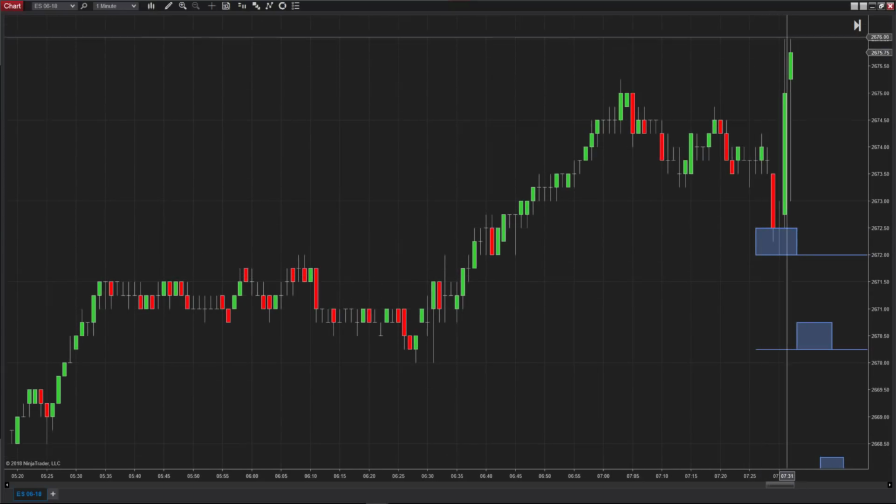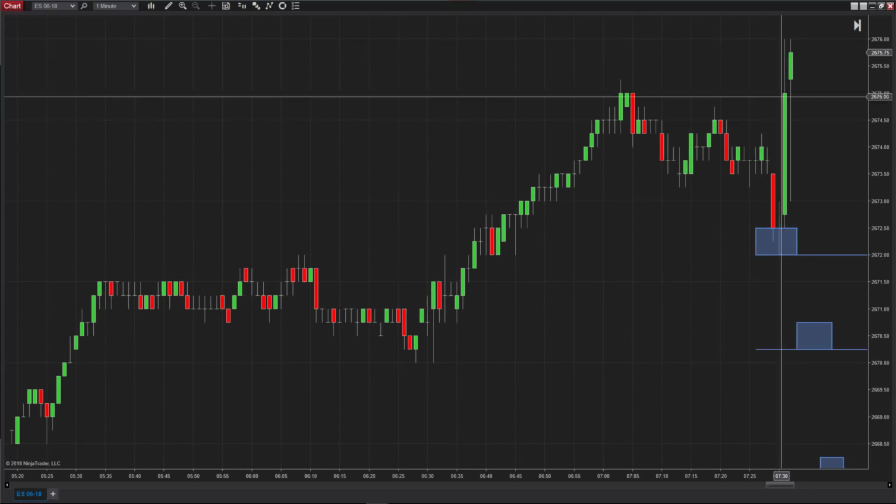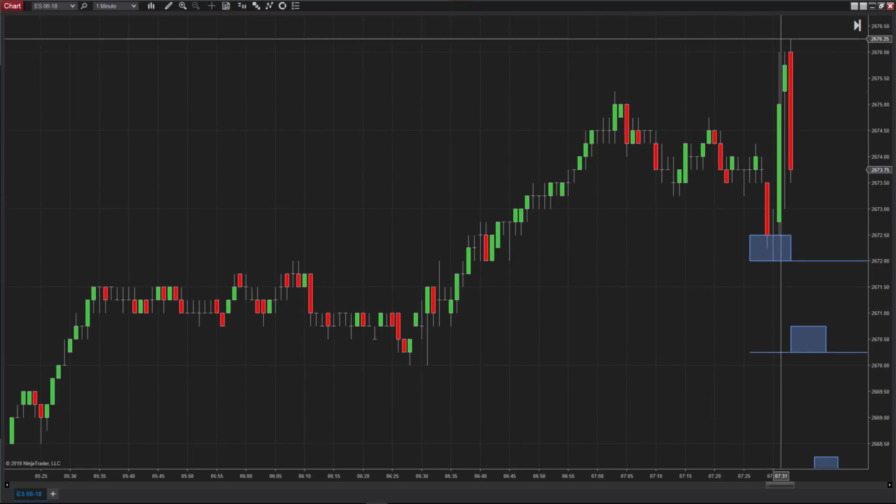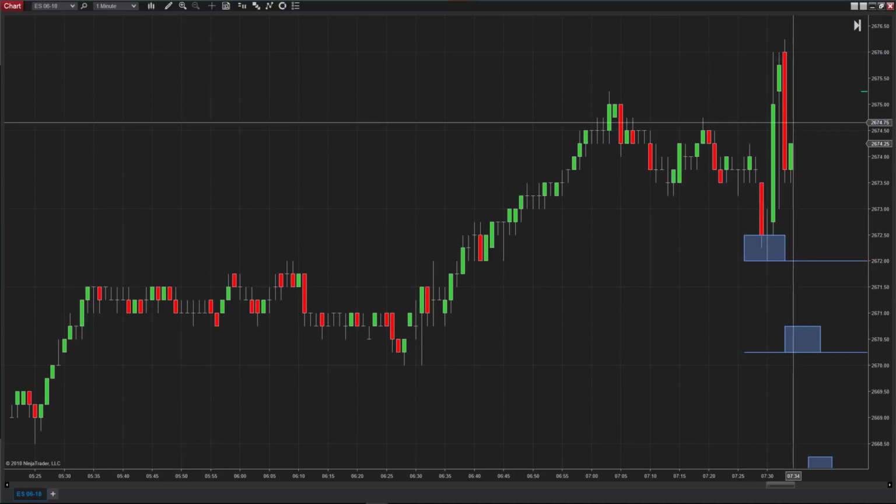Okay, and then we run up. Pretty hard. This ran up initially exactly 4 points. Let's see what the next candle did. 4.25 points. And we obviously started to head down.